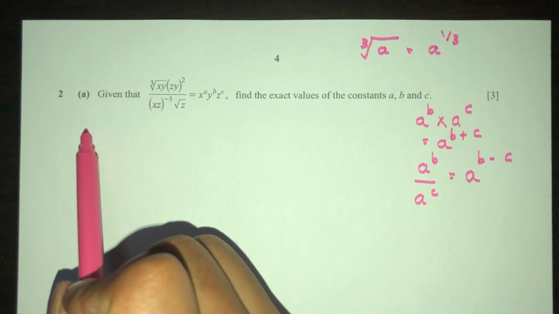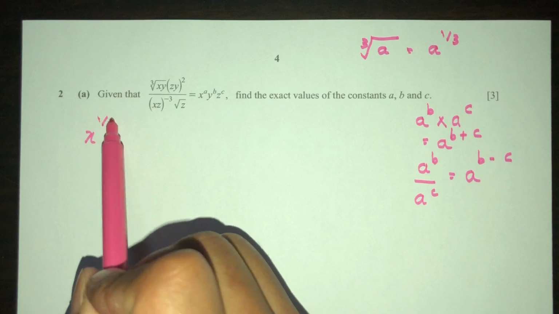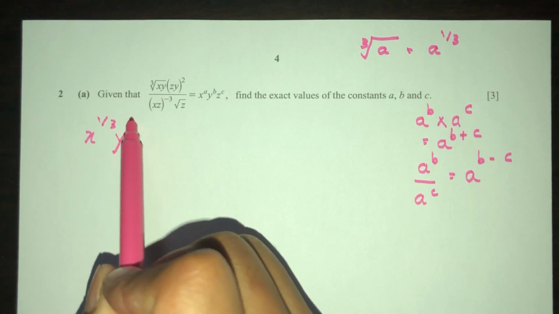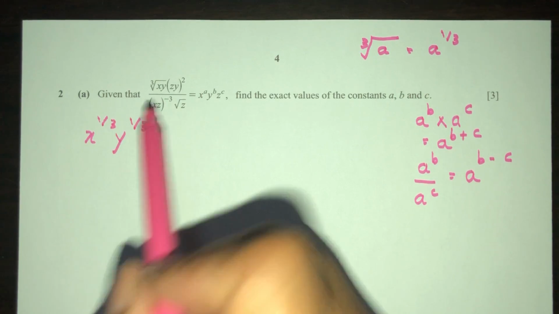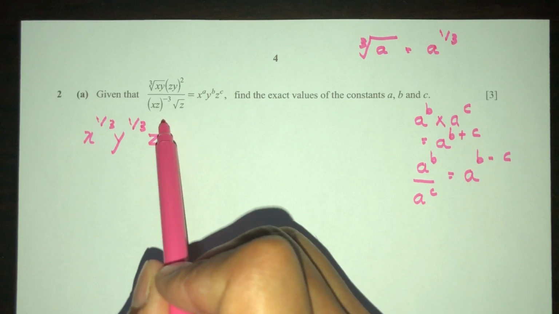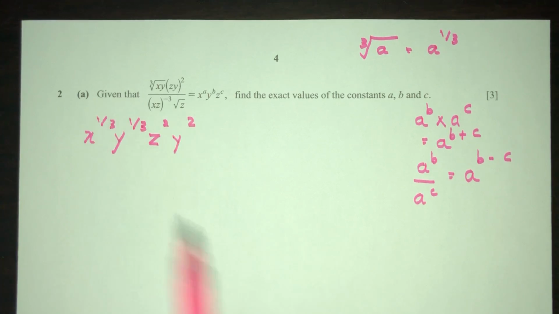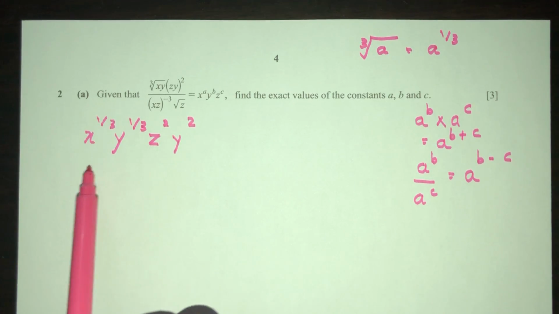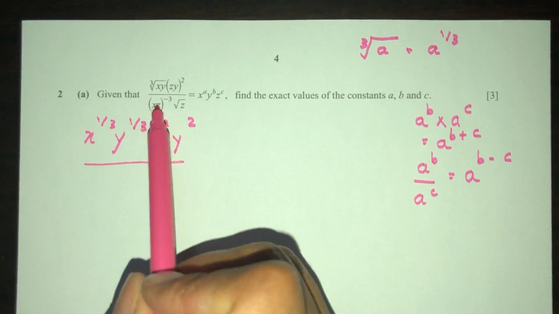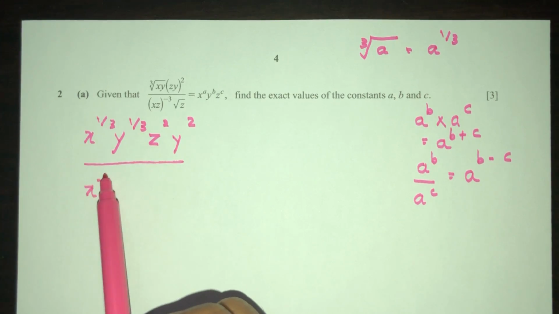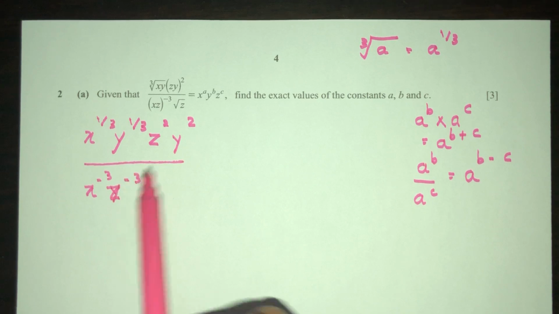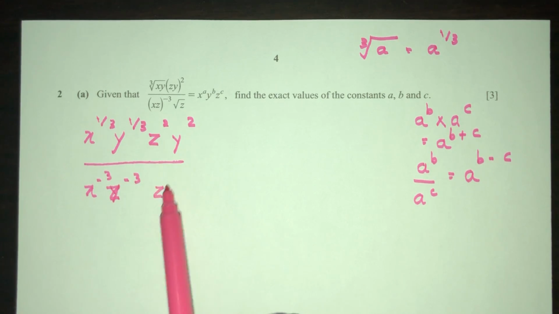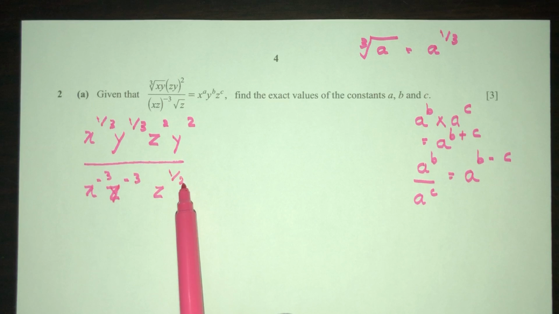So here we have, expand this one, you will have x power 1 over 3, y power 1 over 3. Now for this one, this is z power 2, y power 2. Expand this, and then you divide by this one, that will be x power minus 3, z power minus 3, and then this will be z power half. So now we just have to simplify one by one.